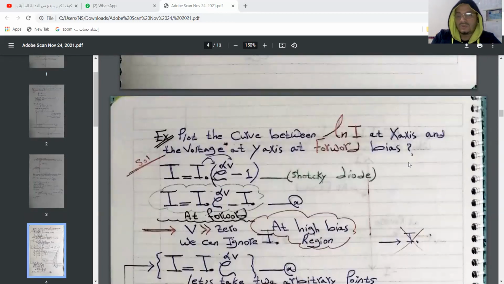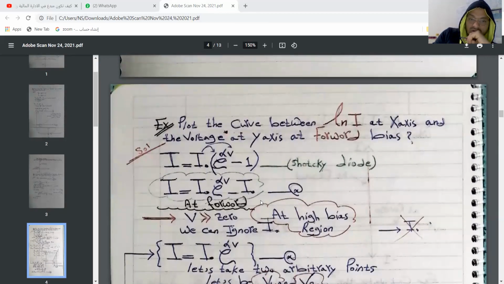Plot the curve between lnI, linear current, at y-axis and the voltage at x-axis at forward bias. I equal from Schottky diode. This equation is very important to us at the diode topic. I equal saturation current exponential diode constant V minus 1. I equal saturation current exponential diode constant V minus I naught.